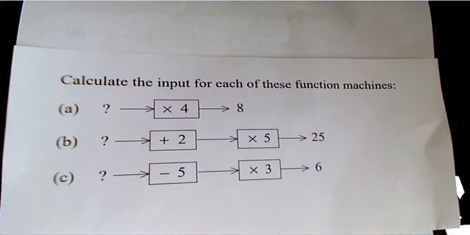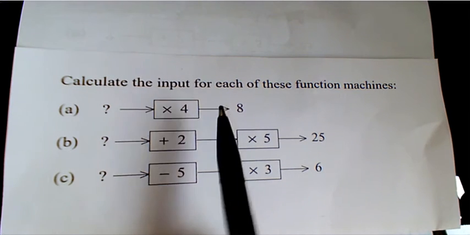So yesterday we started using function machines and we were working out what the output would be if we were given the input. Today we are going to do the opposite. Today we are going to find the input if we have been given the output. This is reverse function machines.